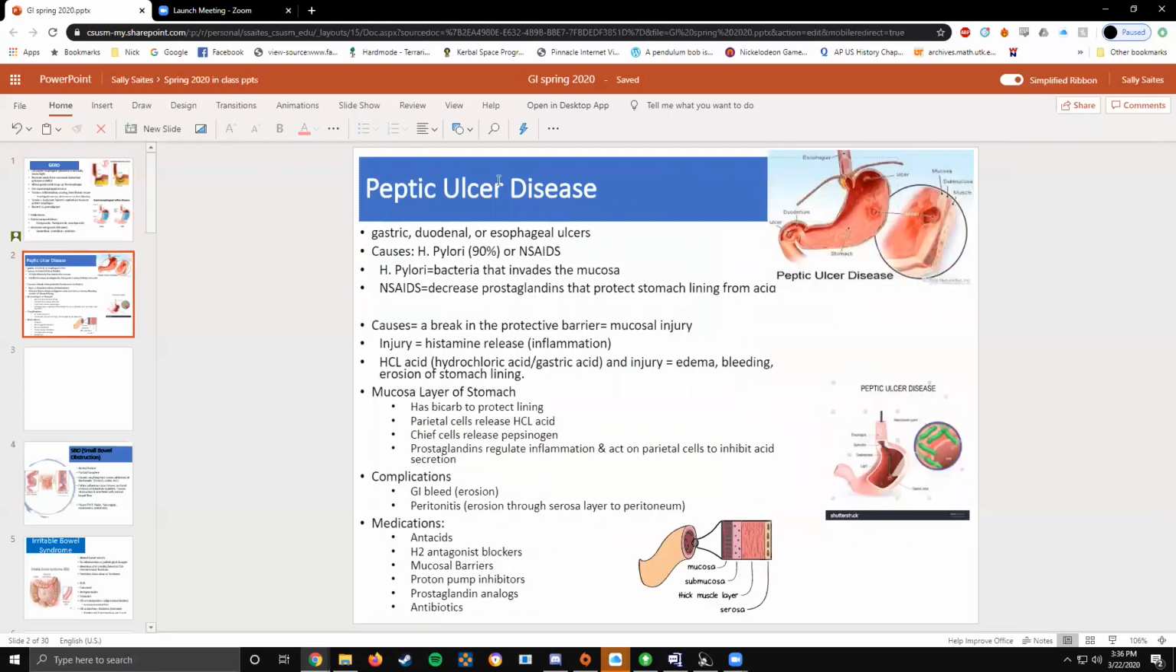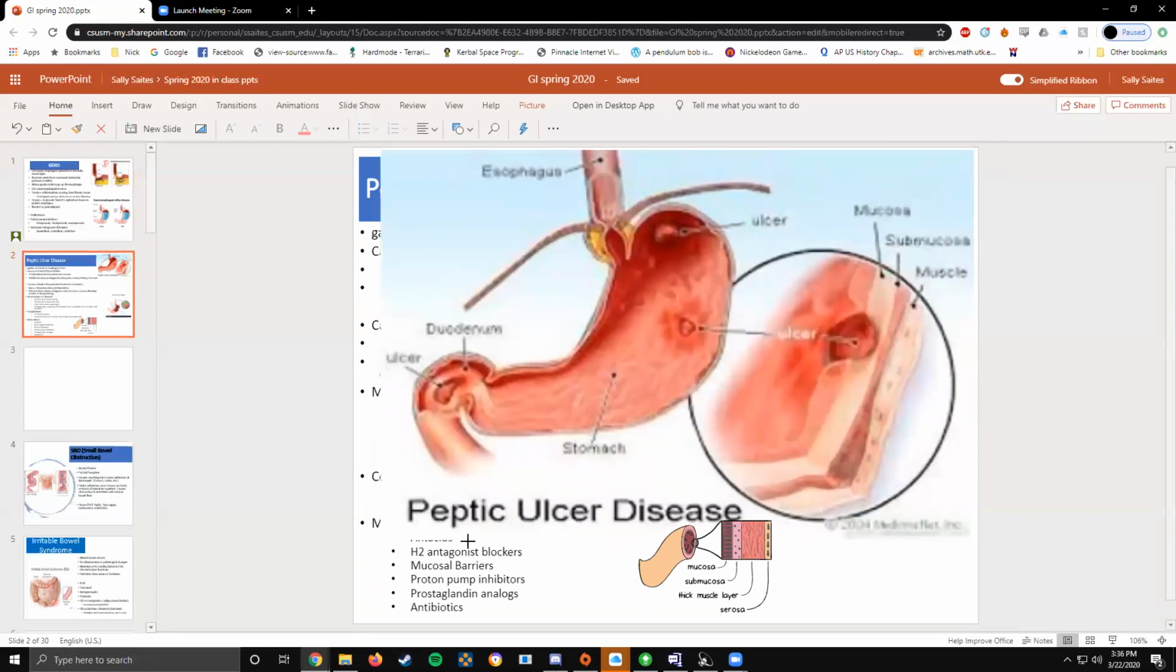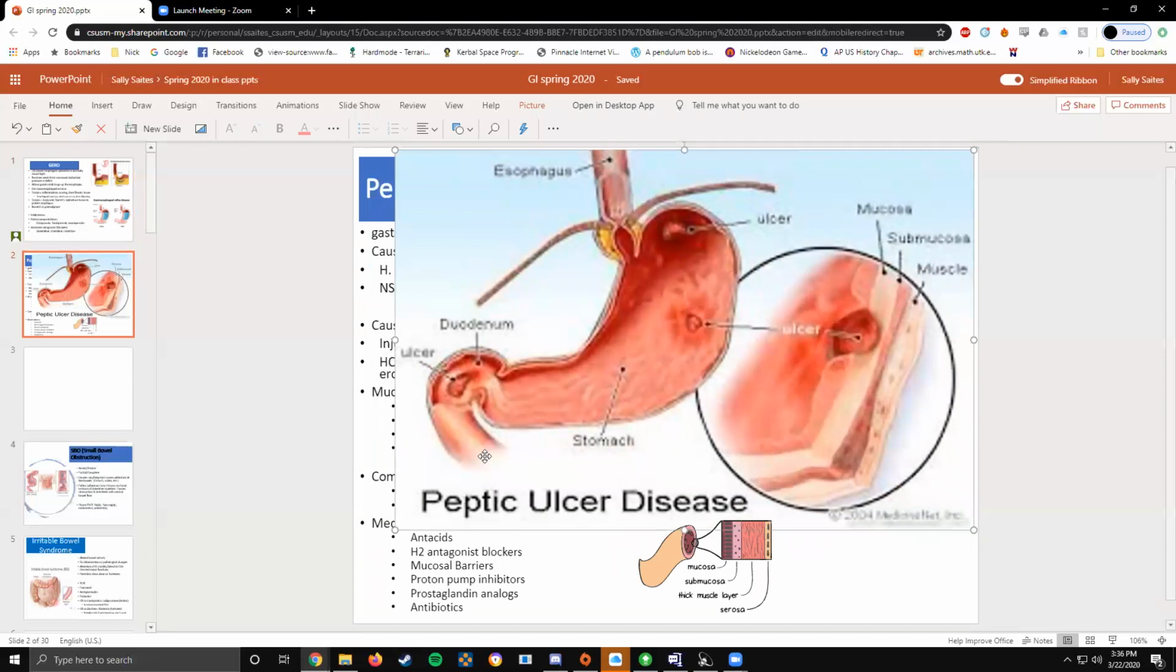So next, let's talk about peptic ulcer disease. Let me just make this picture bigger for a second. Okay, not too bad. This is the diaphragm. They're showing you the diaphragm right here. So remember what I was saying about GERD. If the diaphragm is weak here and the stomach starts to go up through the diaphragm, then that would be a hiatal hernia, and acid can stay in there.